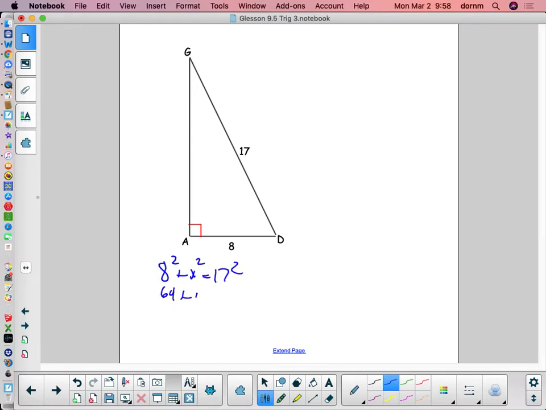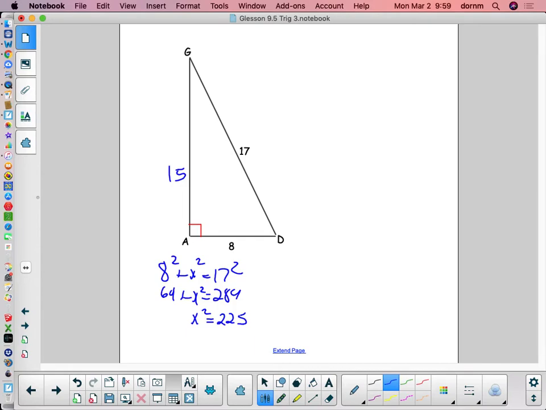So 64 plus x squared is 289. So x squared is 225. And the square root of 225 is 15. Hallelujah. We're set. Okay? Pretty quick. And again, when we're in a trig unit, we're probably going to decimally approximate that to the nearest tenth if it's not perfect. All right, now I got to pick an angle to solve.